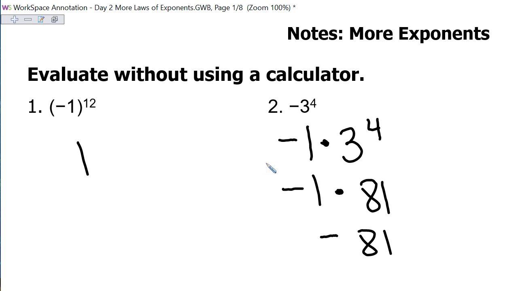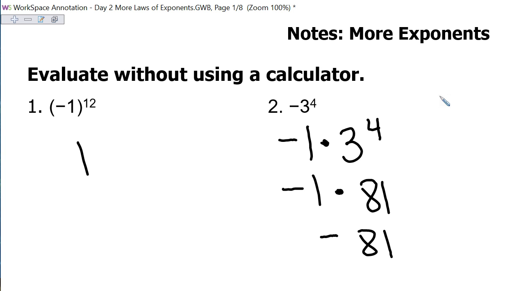Next one, number 3, we talked about this on Friday. I have a fraction to a negative power. How do I simplify that? Flip it. So 2/3, flip it, it becomes 3/2. And negative 3 changes to positive 3.